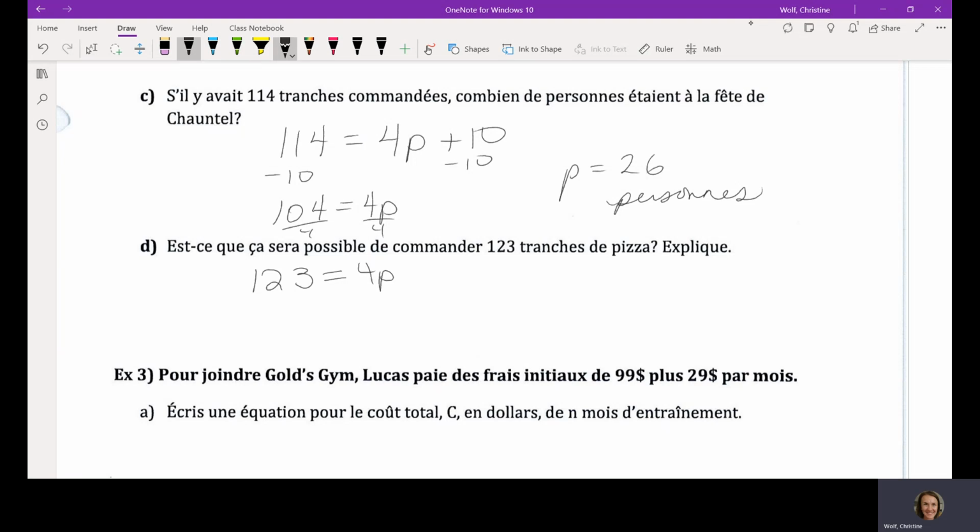123 égale 4P plus 10. Tu soustrais 10 à chaque côté. Et then quand tu divises 113 par 4, tu reçois une décimale. So le nombre de personnes égale 28.25. You can't have 0.25 of a person invited. Okay? So c'est impossible.